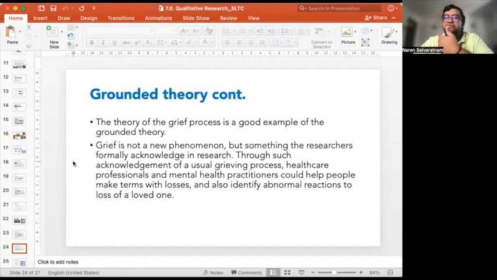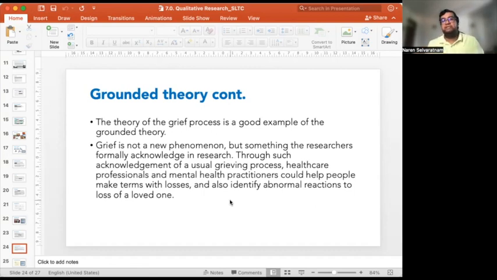Grief is a phenomenon. It's something the researchers formally acknowledge in research. We know there is a concept called grief. You lose someone, you go through a process of grieving. All of us know this, right? However, through such acknowledgement of the usual grieving process, healthcare professionals and mental health practitioners could help people make terms with the losses.